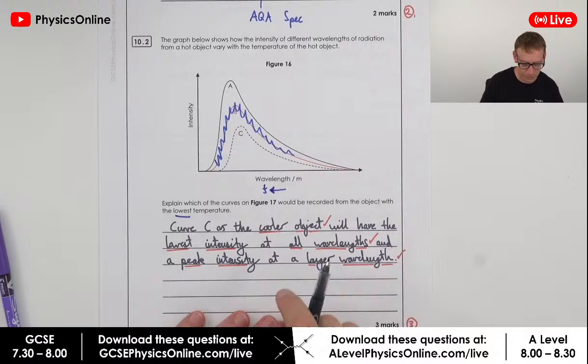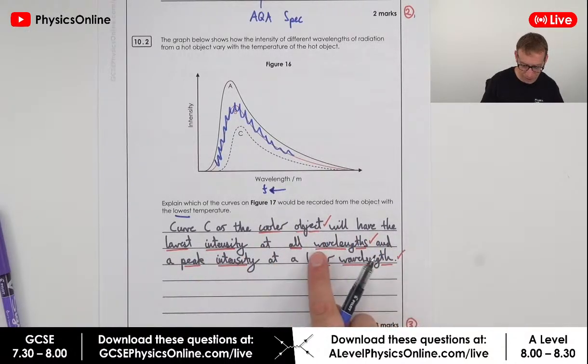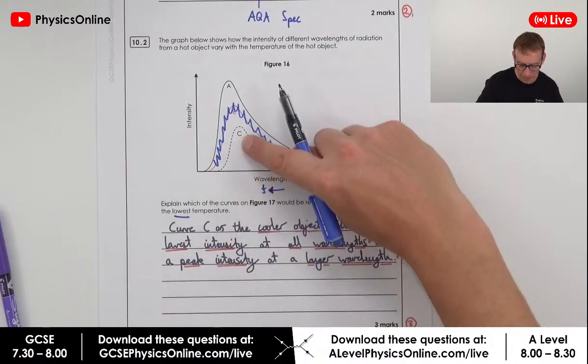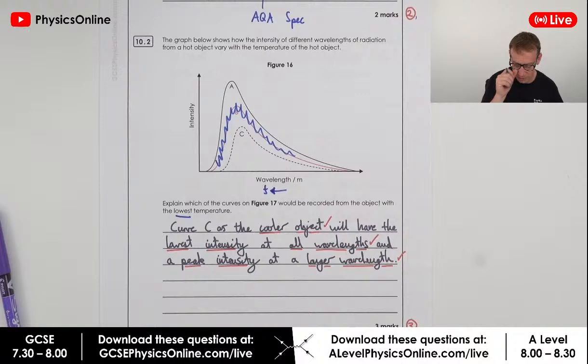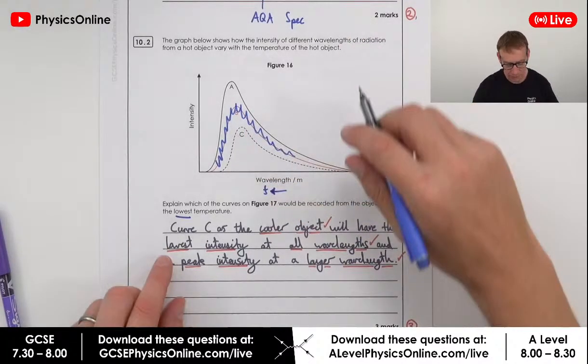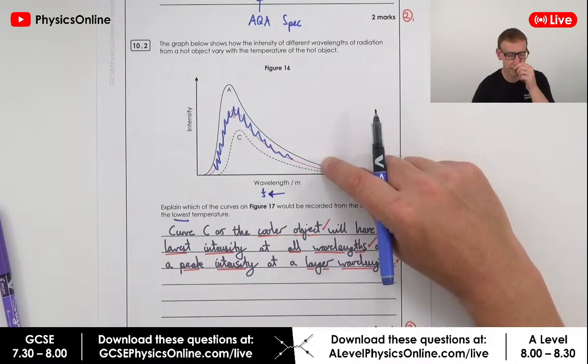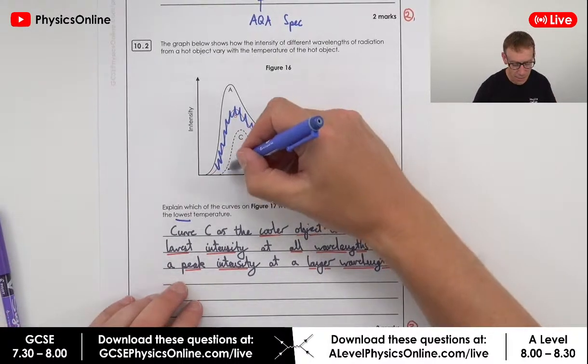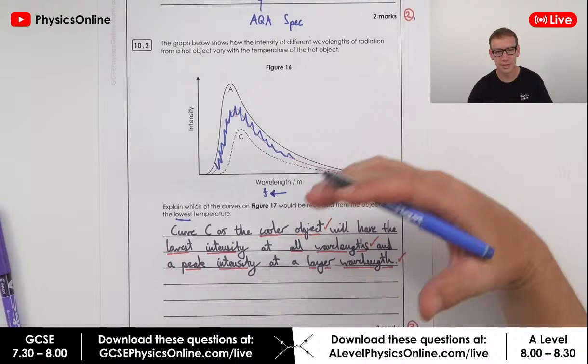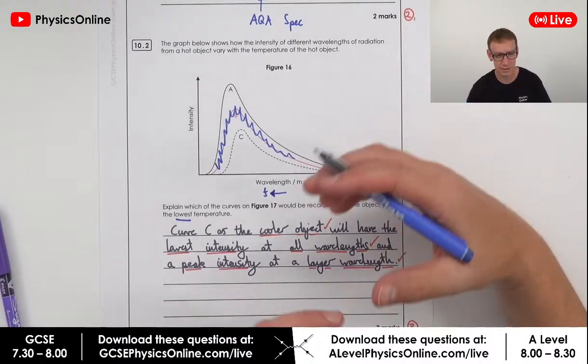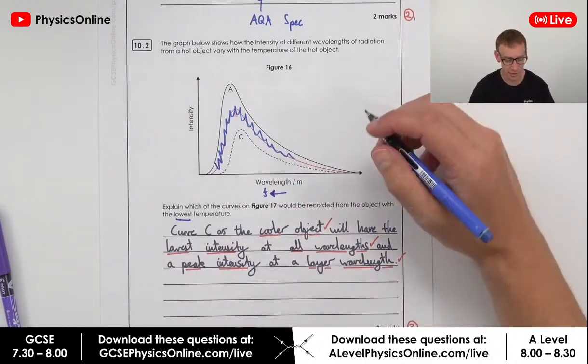Okay, and it's basically curve C will be the lowest intensity or the lowest temperature because it's got the lowest intensity at all wavelengths and the peak intensity is at a longer wavelength. And also, the area under that graph is going to be lower, so in total it's emitting less energy per second, which means that it's at a lower temperature.